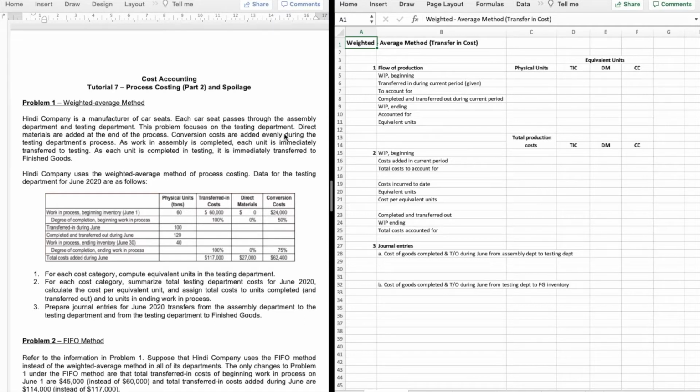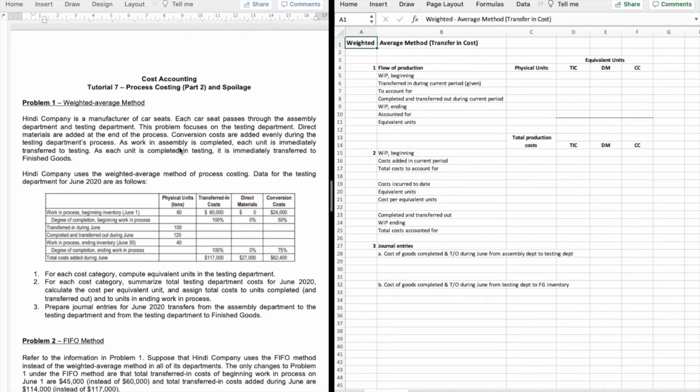For your information, when we do process costing that has transferred in cost, it means that we are calculating the process in the second department or the following department, such as the third department, the fourth department, or maybe the last department. We will not have a transferred in cost in the first department because there's nothing to be transferred in. Direct materials are added at the end of the process. Conversion costs are added evenly during the testing department's process.